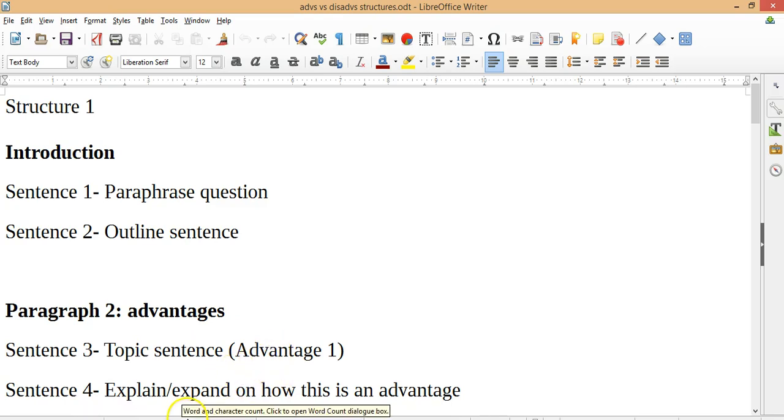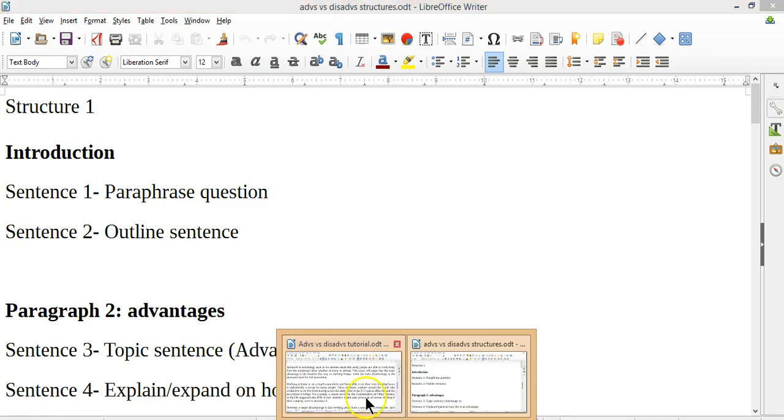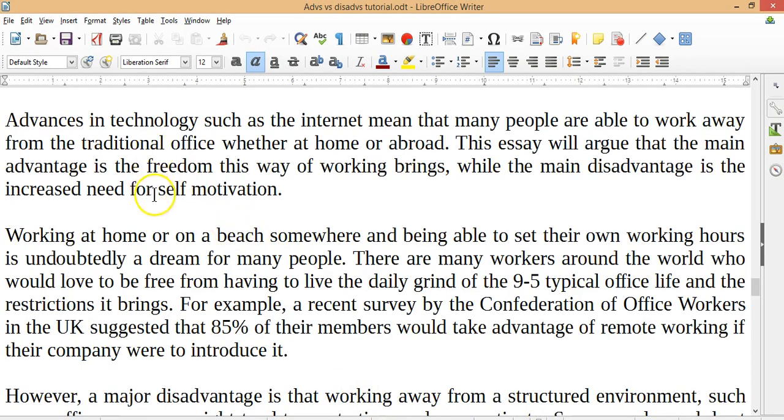So, where are we? Okay, right. So, advances in technology such as the internet mean that many people are able to work away from the traditional office, whether at home or abroad.